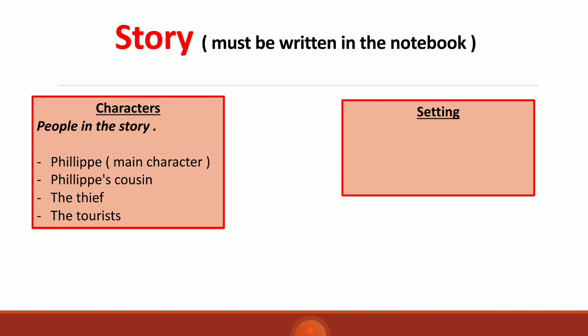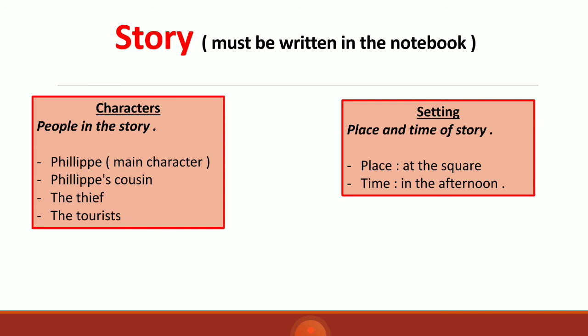Now the setting. Setting is the place and the time of the story, meaning where and when the events of the story happened. We know the place is the square, all the events of the story happened in the square. The time was in the sentence: it was a hot afternoon, meaning the time of the story is in the afternoon. So when we talk about the setting, I must look for the place and the time of the story. So that was the end of our class today. Thank you for watching.